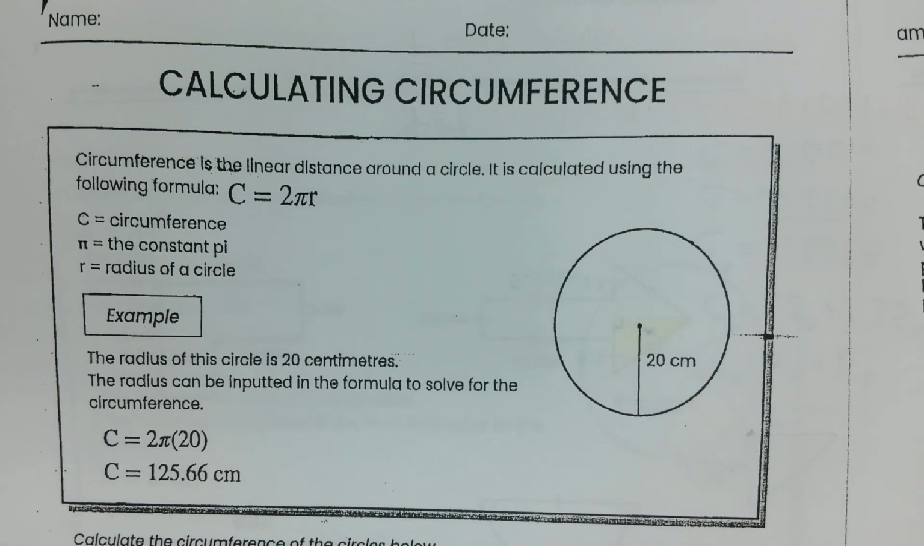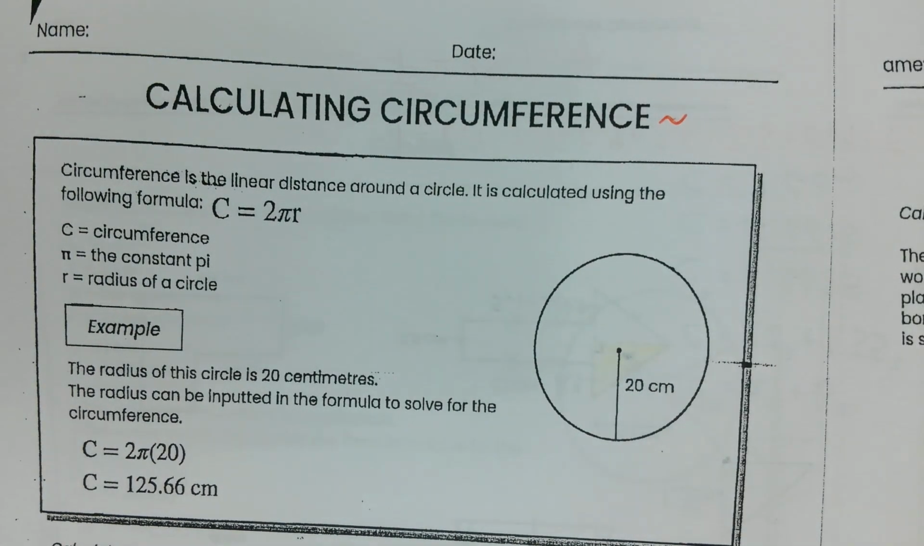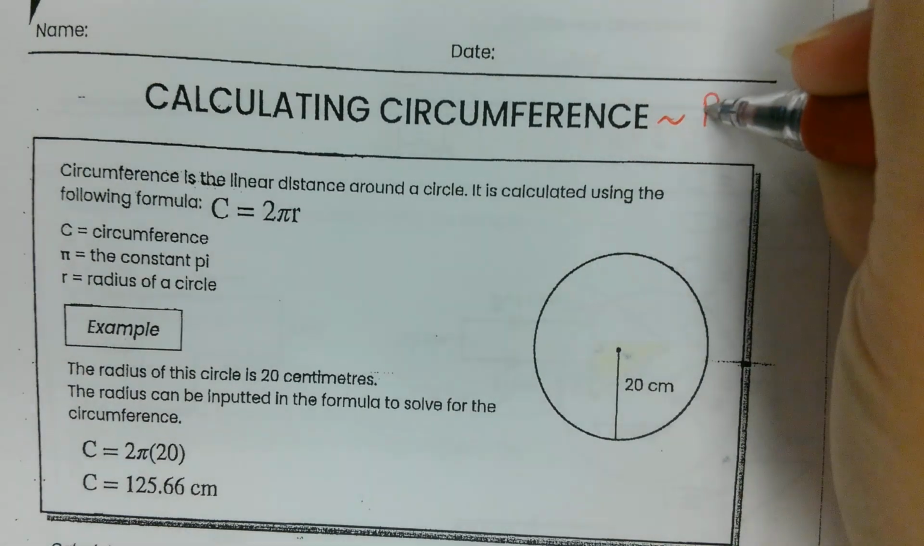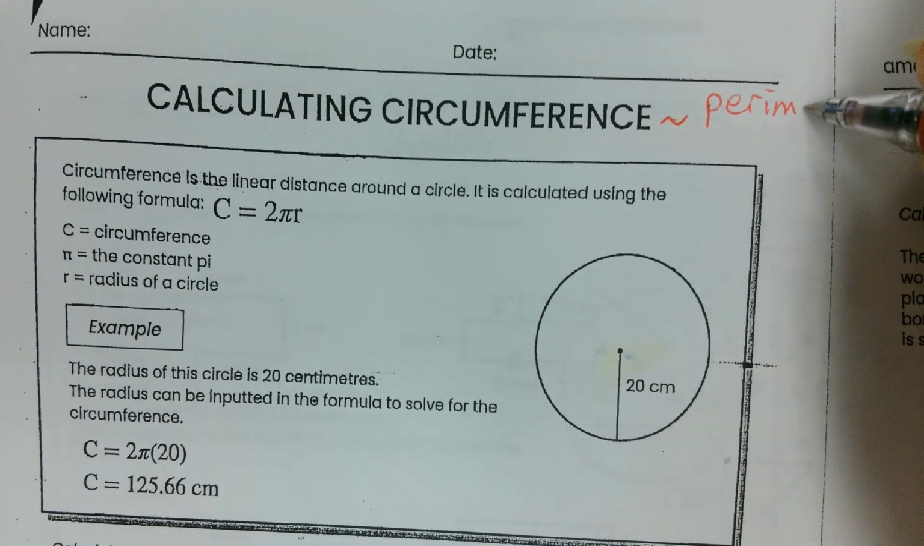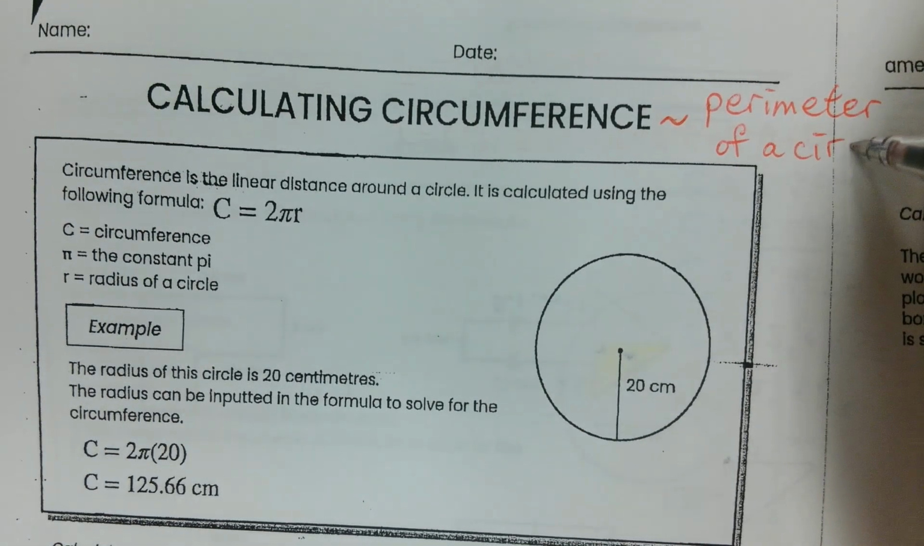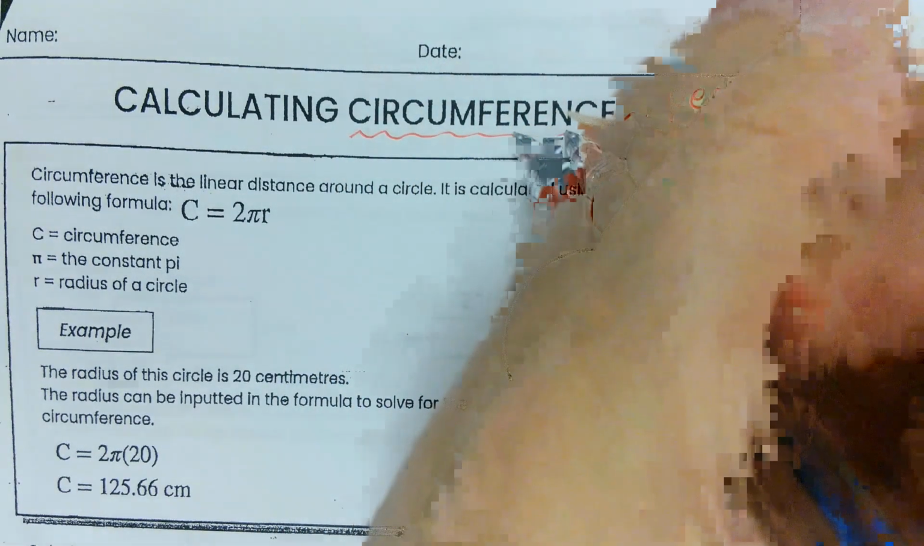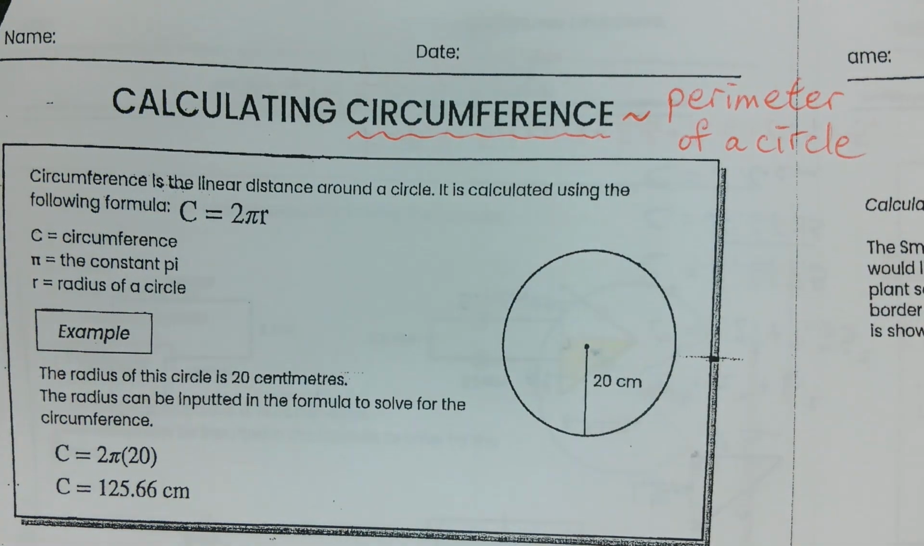What's another word for circumference? What does circumference mean? Petro. Okay, so as you can hear, the whole class corrected you. Perimeter. Perimeter of a circle. So it's just a fancy name for perimeter of a circle. It's so special that they get a circumference. See how much fancier it sounds?